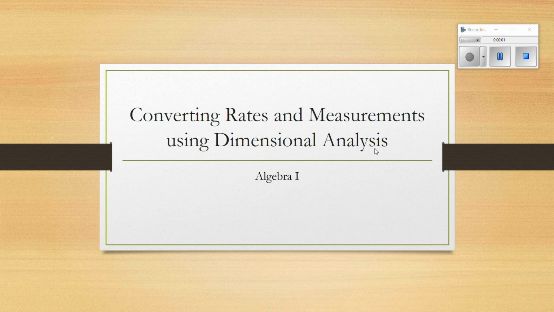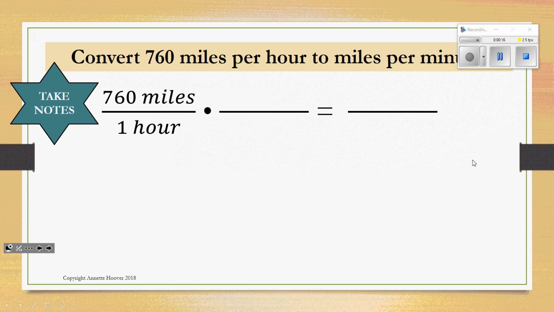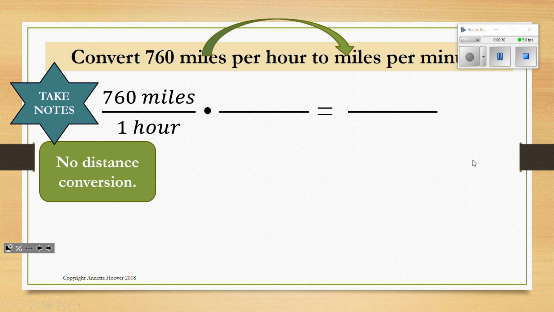Today we're going to be looking at how to convert rates and measurements using dimensional analysis, which is basically unit conversions. So let's look at an example of this. First of all, if we're trying to convert 760 miles per hour to miles per minute, you have to look and see what conversions we have. Notice that we are converting miles to miles, so there's no conversion there for the distance. And we want to go from hours to minutes. So we do have a conversion for the time.